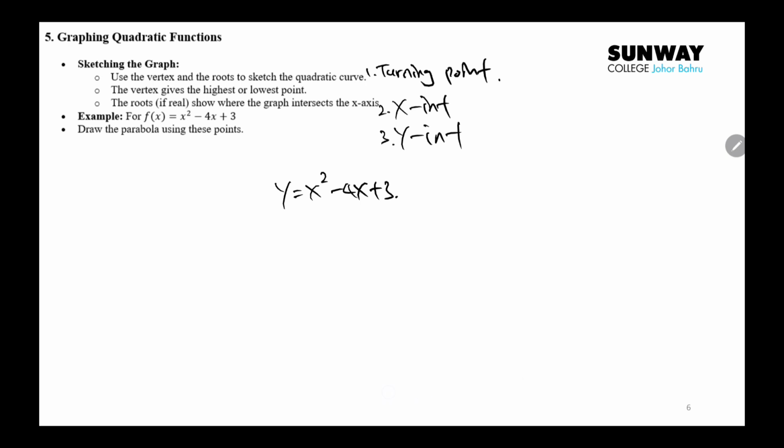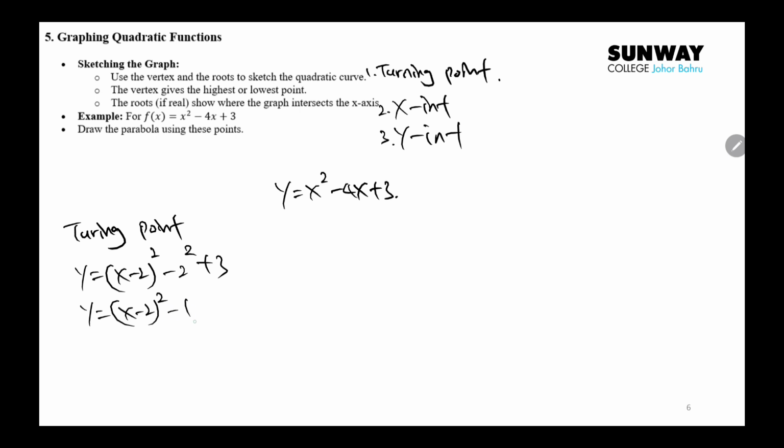Number one, the turning point. The turning point can be determined by completing the square or differentiation, as we have shown you earlier. So in this case, we use completing the square. y equals (x minus 2) squared minus 2 squared plus 3. y equals (x minus 2) squared minus 1. So in this particular case, you will have the turning point at 2 and negative 1.